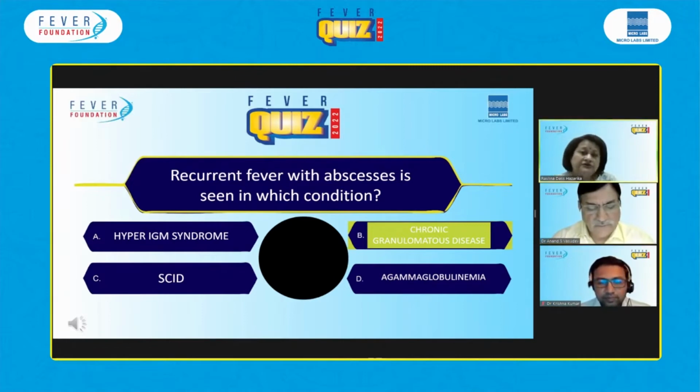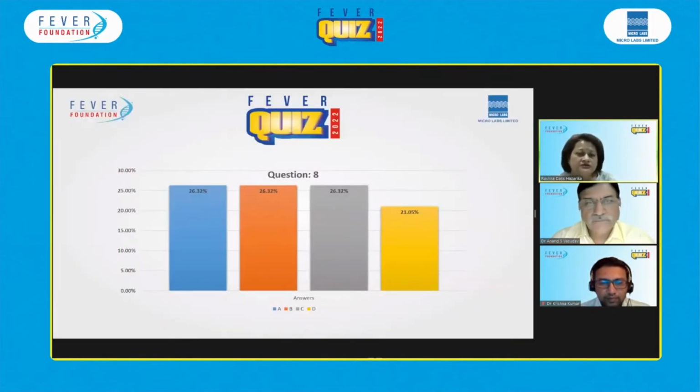In the previous one, we had asked one question where we said malignancy is a cause, but here you have to understand that hyper IgM is the one where the patients are prone to get malignancy.